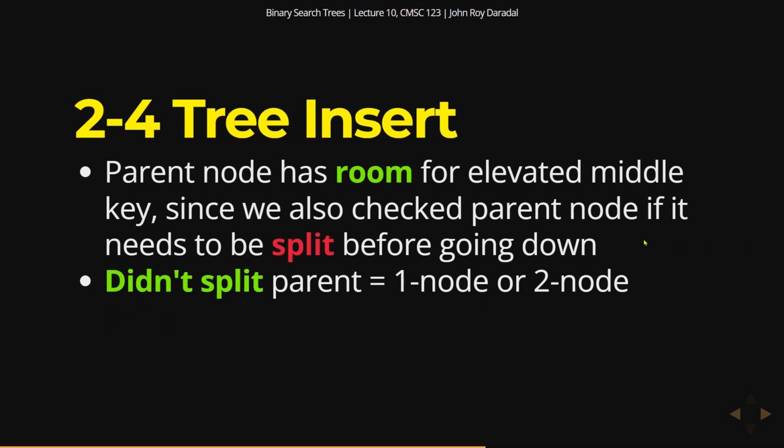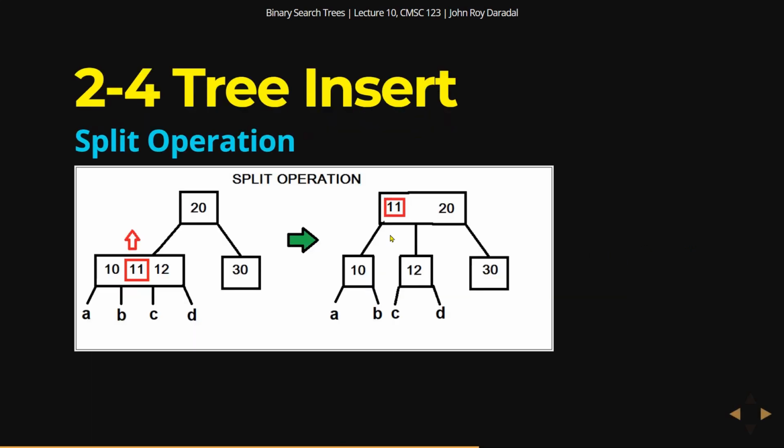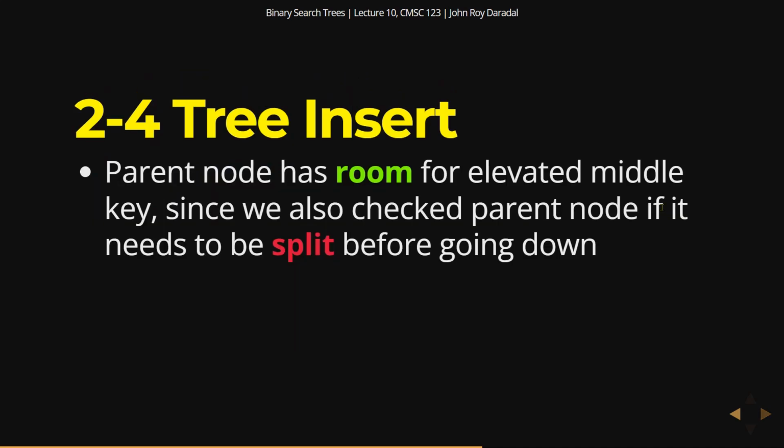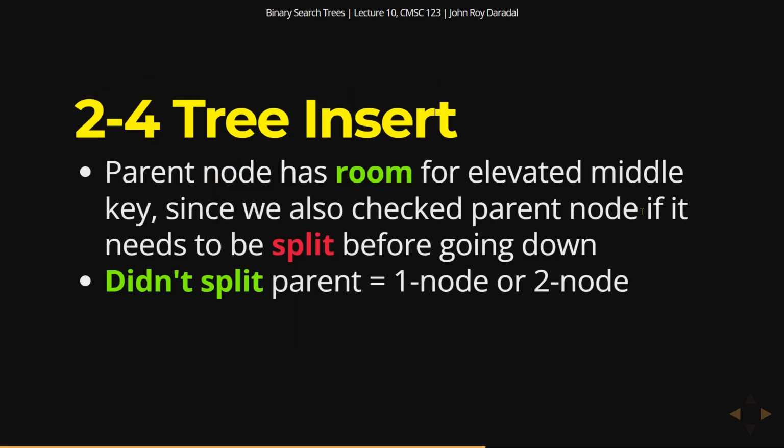The worry is that we elevated this key upwards, but what if the parent doesn't have room? Well, we are assured that it has room because we also did the same to the parent going down, right? Since we start at the root, whenever we encounter a 3 node, we split it. So we are sure that the parent is not a 3 node anymore, because if it was, then we would have split it already, right? So we are assured that the parent has room for the elevated middle key. That's the idea here.